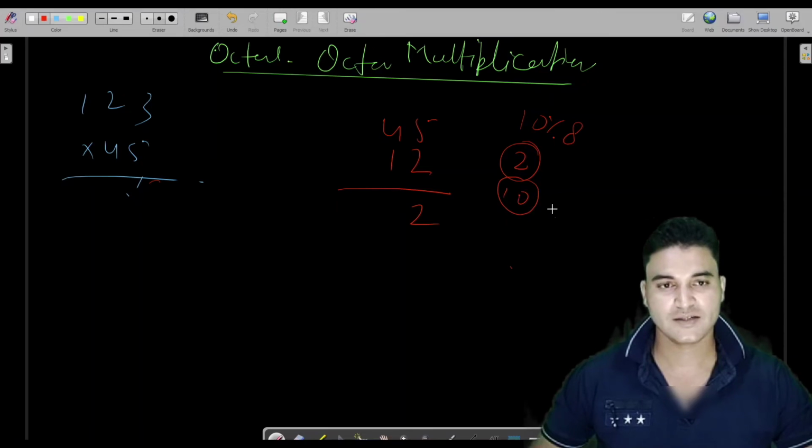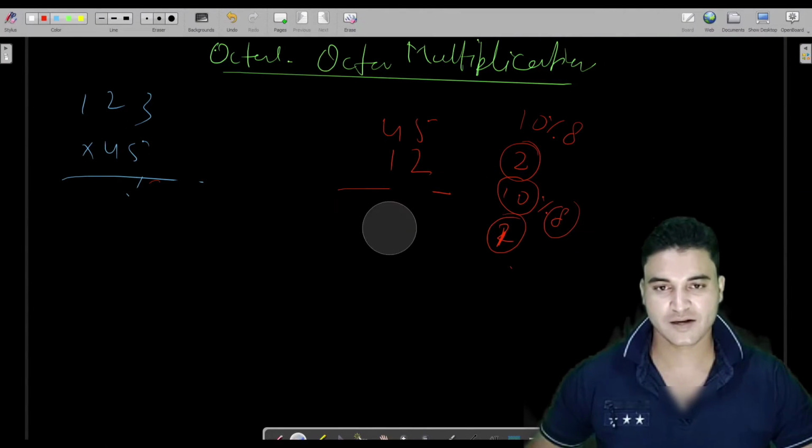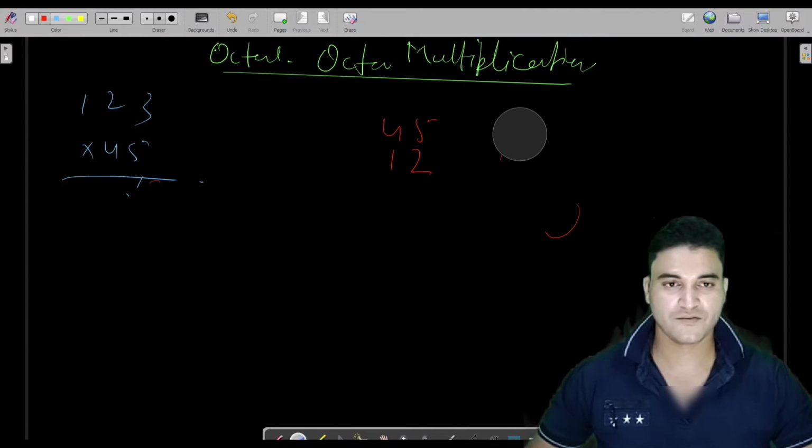So 10 is greater than 8. So we have to take the remainder with this 8. So 8 remainder 2, which is 2. And carry would be 2. So carry would be 1. Sorry, so we have made a mistake. Let us do it from the start.